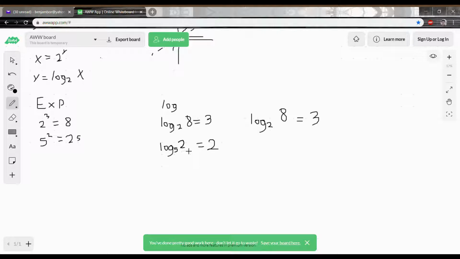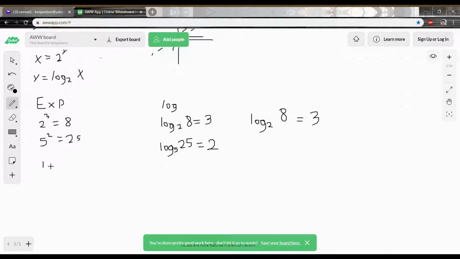So we have converted this exponential form, 5 squared equals 25, into a logarithmic form. The log base 5 of 25 is 2, which means that the exponent that we have to apply to 5 to reach 25 is 2. Let's do one that involves variables.